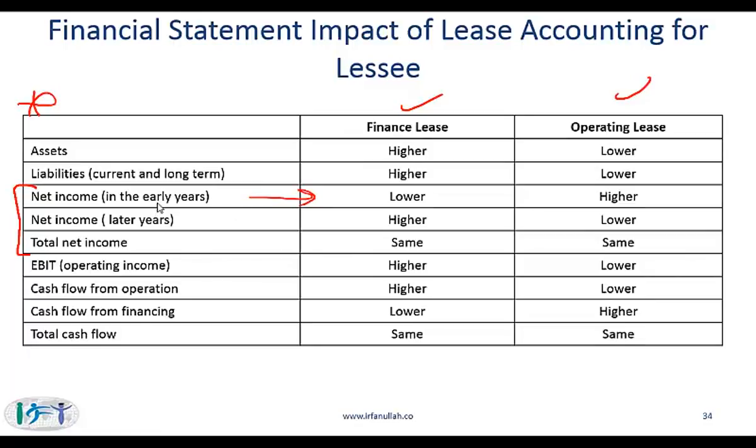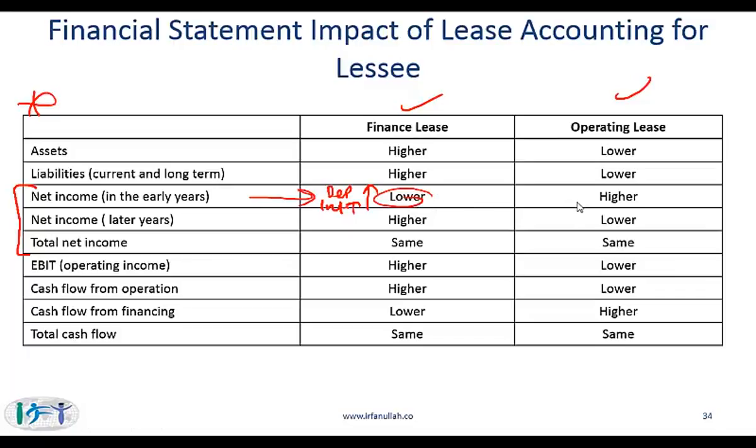Net income in the early years. You can think of this maybe in the first year where the leasing happens. With a finance lease, there are 2 kinds of expenses. There is the depreciation expense, and then there is also the interest expense. The interest expense is relatively high in the early years, and you'll see this in examples 10 and 11. Since the interest expense is high, the overall expense, interest plus depreciation, is high. Overall expense is high means that the net income is lower.